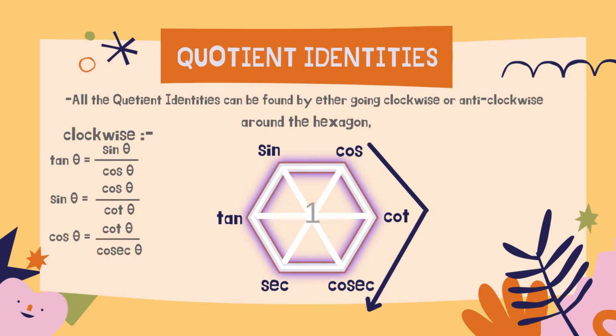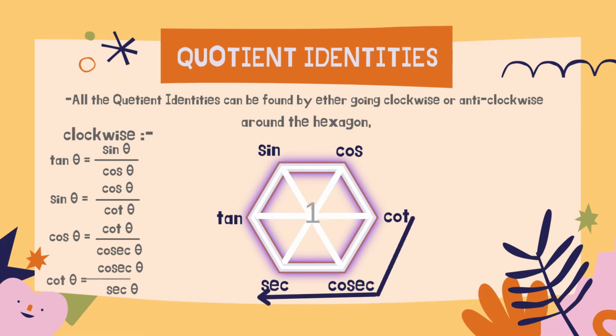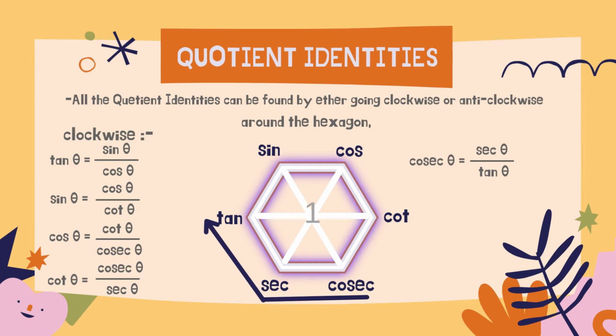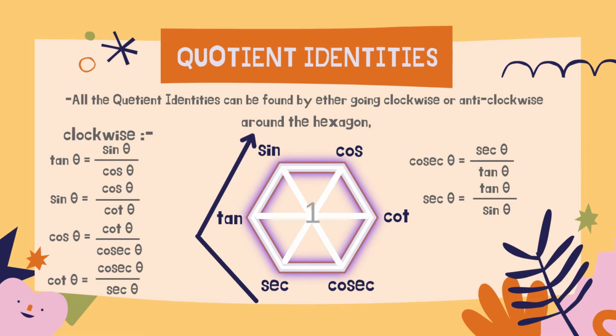Cos to cosecant is cos equals cot over cosecant. Cot to secant is cot equals cosecant over secant. Cosecant to tan is cosecant equals secant over tan. Secant to sine is secant equals tan over sine.